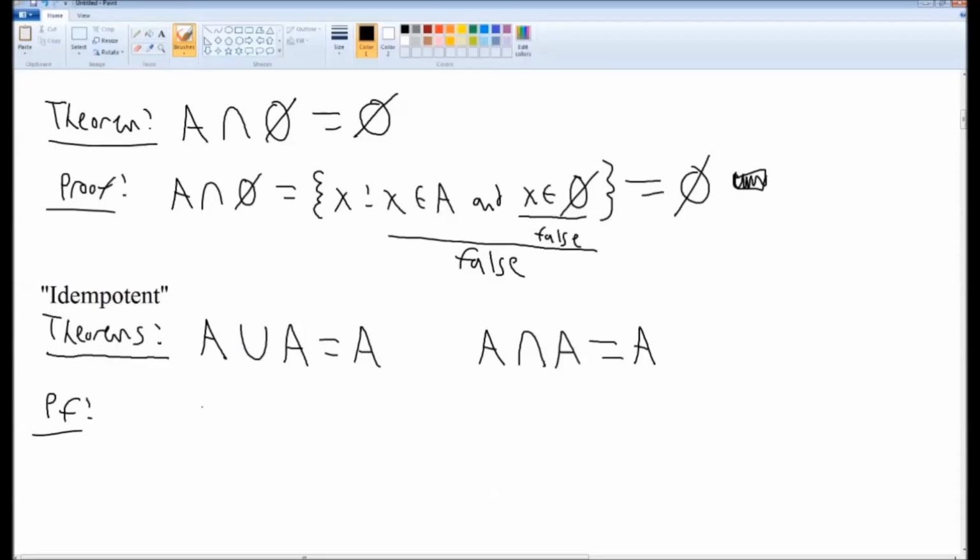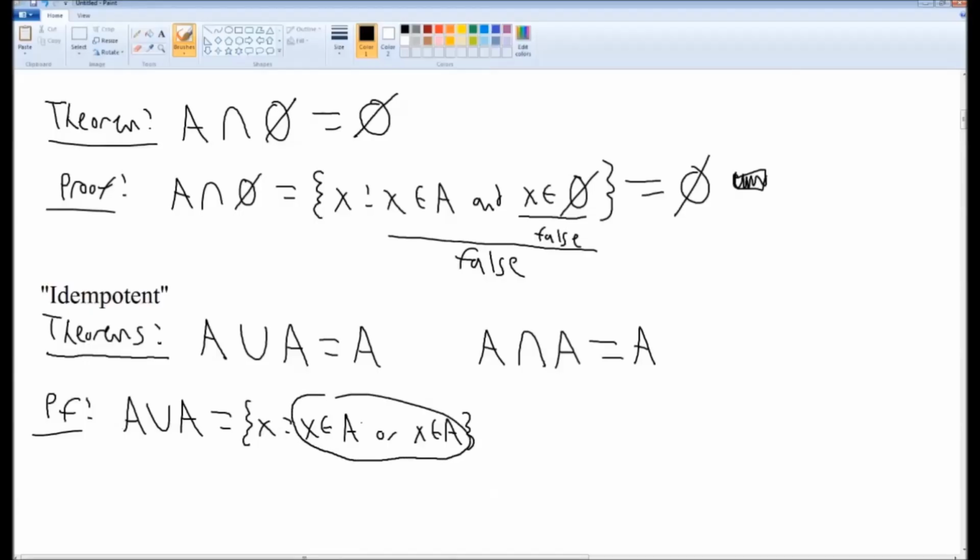So let's prove these. If you do A union A, well, that's just the set of X such that X is in A or X is in A. But here's the thing, saying X is in A or X is in A simplifies. That's just the same as saying X is in A. So this is the set of X such that X is in A. And what is that? It's just A, of course. So A union A equals A.